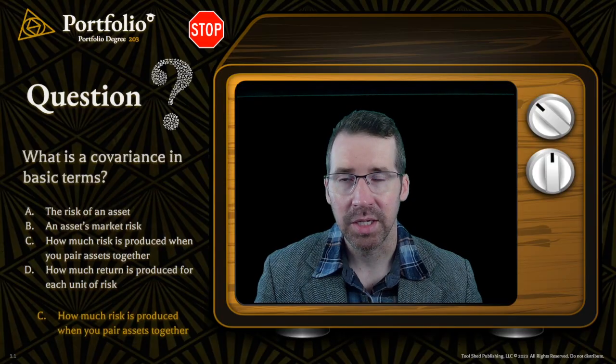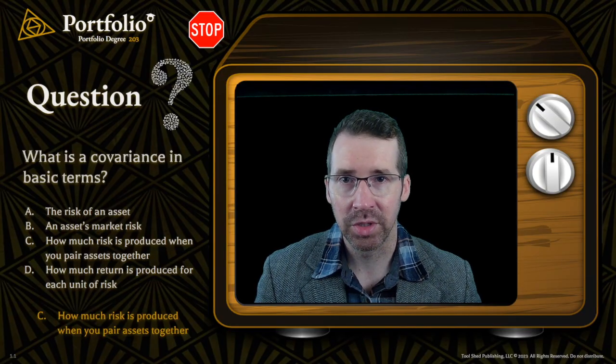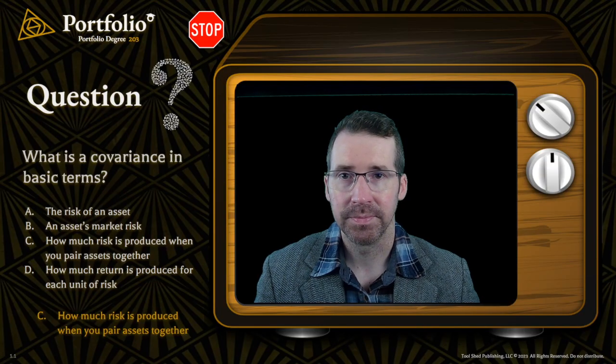The answer is C, how much risk you produce when you pair assets together. In terms of the other answers, the risk of an asset is the variance, the asset's market risk is beta, and how much return you get for each unit of risk is Sharpe's measure.